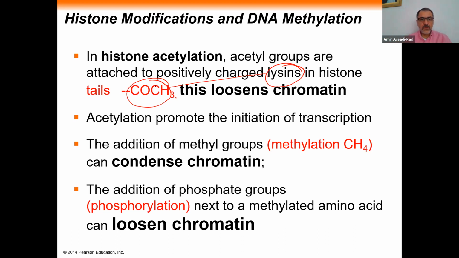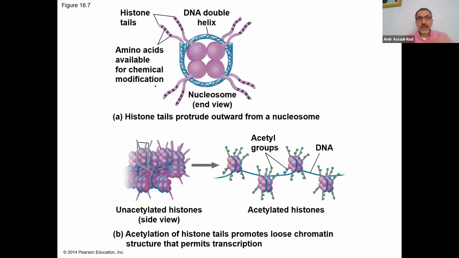Okay, so what else? The addition of phosphate groups, phosphorylation, next to methylation of amino acids, loosens it up. So the combination of phosphorylation, which we talked about at the beginning, adding a phosphorus group, and then methylation together, it loosens it up. Okay, so here they are.